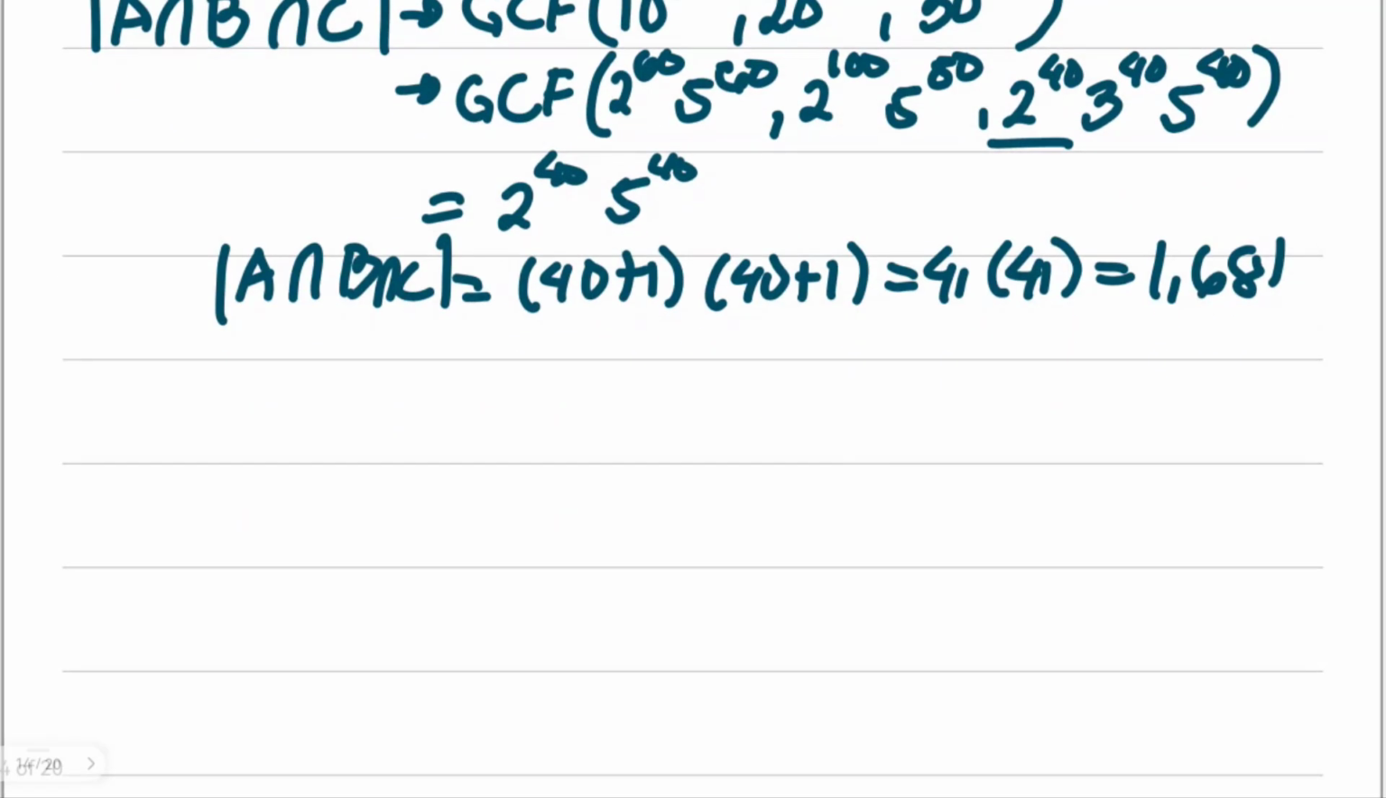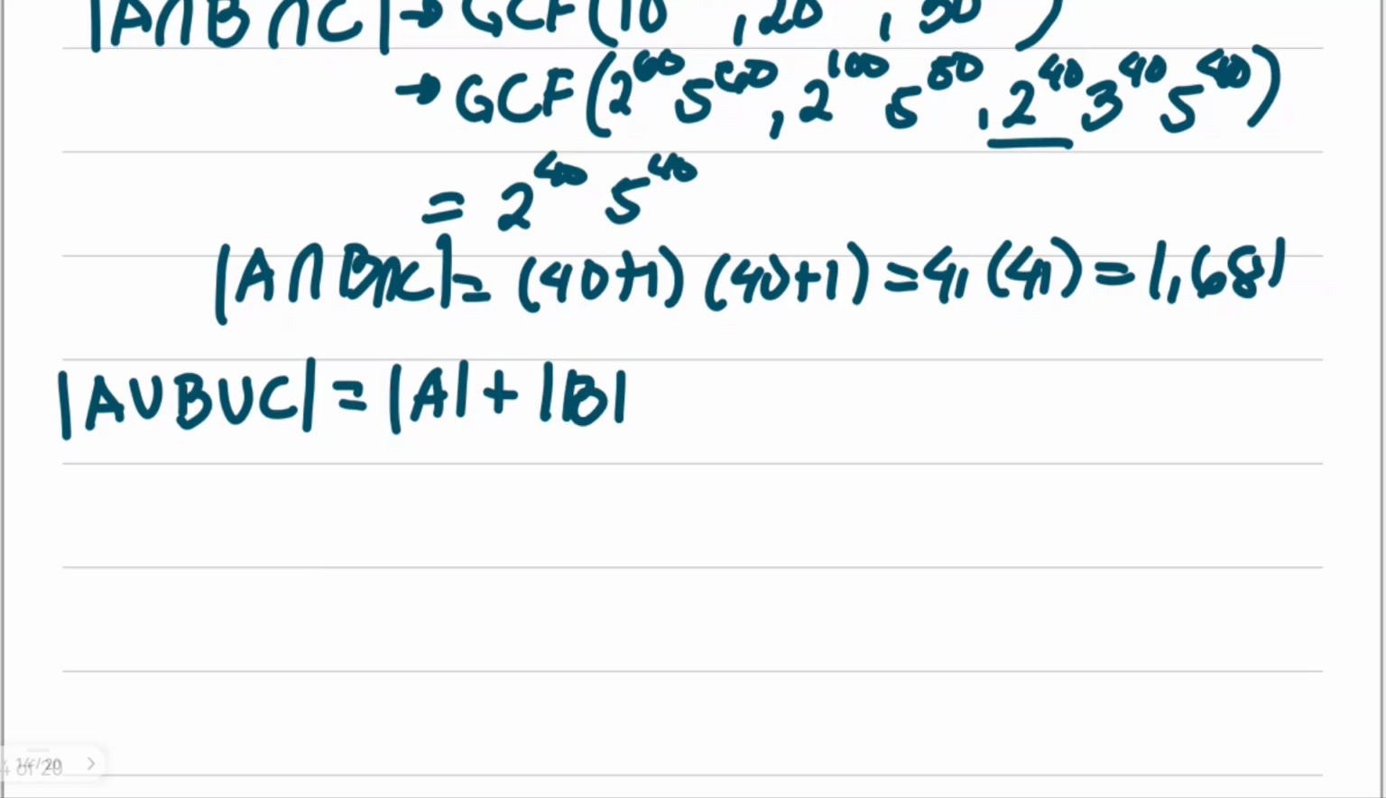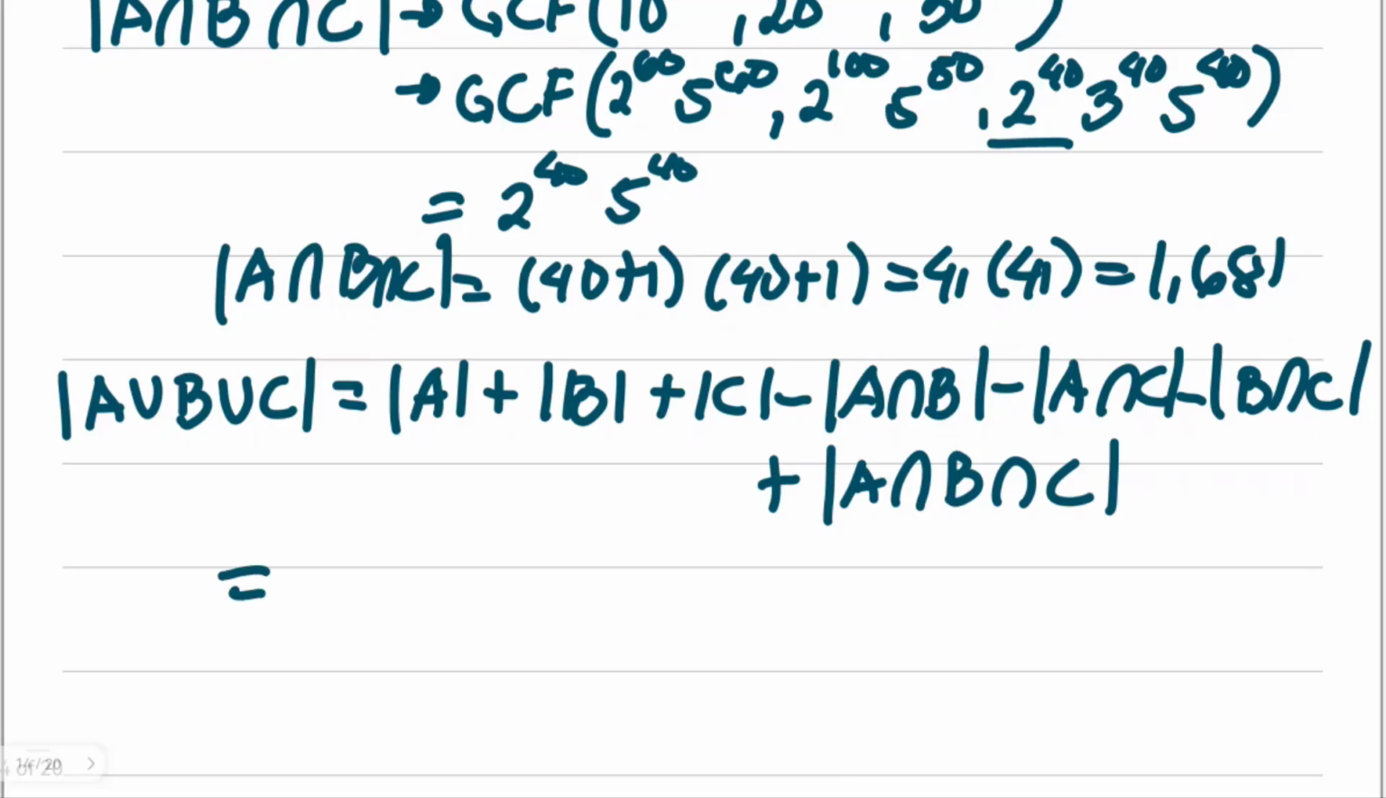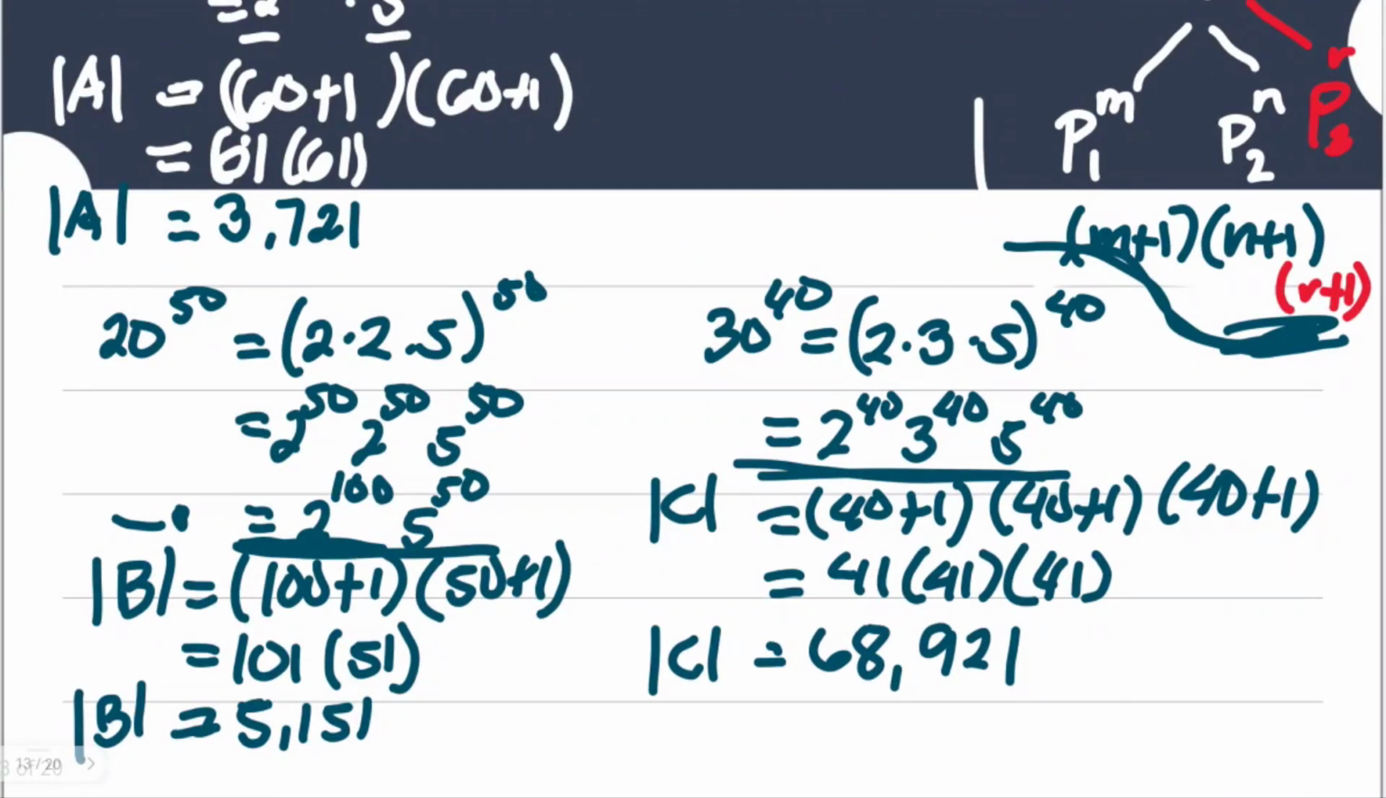So let's try to solve now the intended result for the number of positive divisors of at least one of 10 to the power of 60, 20 to the power of 50 and 30 to the power of 40. It is the union of A, B, and C, which is the cardinality of A plus cardinality of B plus cardinality of C less the intersections of pairs and add the intersection of all, because again, as mentioned earlier, some of this was already removed. So the cardinality of A is this, 3,721.